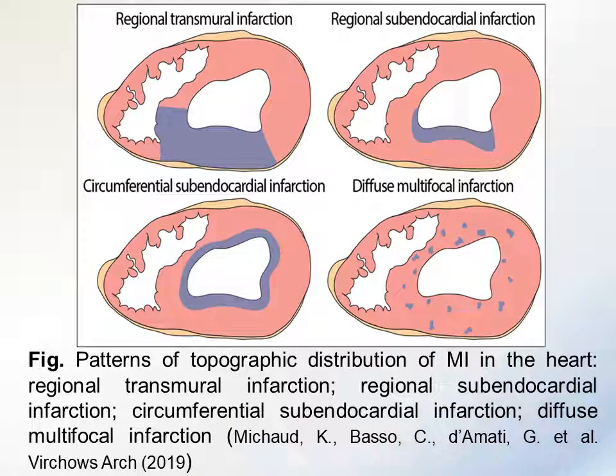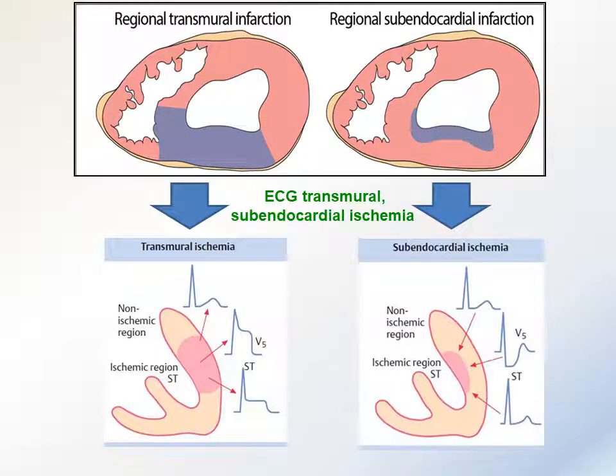The next figure shows the pattern of topographic distribution of myocardial infarction in the heart, including the regional transmural infarction, regional subendocardial infarction, circumferential subendocardial infarction, and the diffuse multifocal infarction. The regional transmural infarction shows ECG changes with ST segment elevation, which cannot be seen in the regional subendocardial infarction.